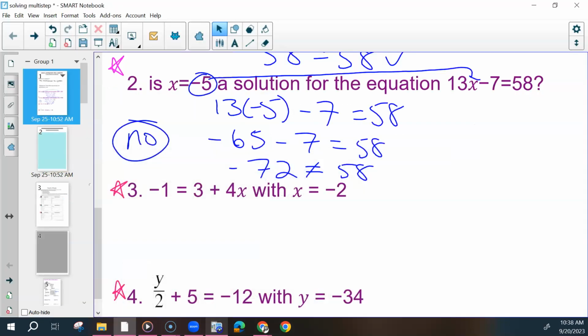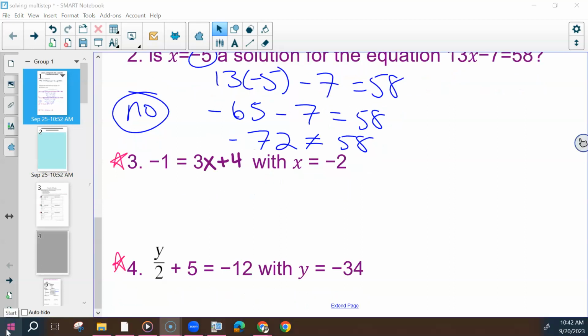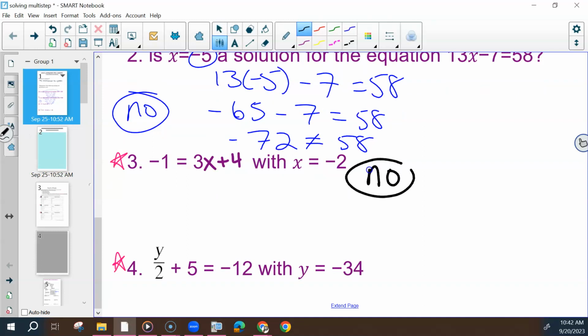Okay, before we go to lunch, I want you to try numbers 3 and 4. See if those are or are not solutions. Okay, was number 3 a solution or not? No. Okay. And then what about number 4? Yes. Do we need to see either of those?